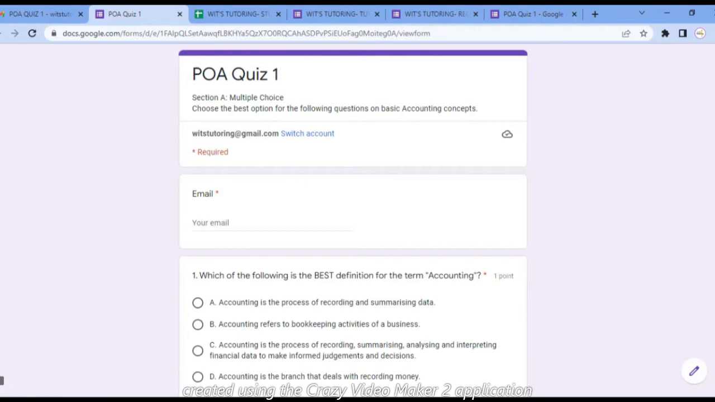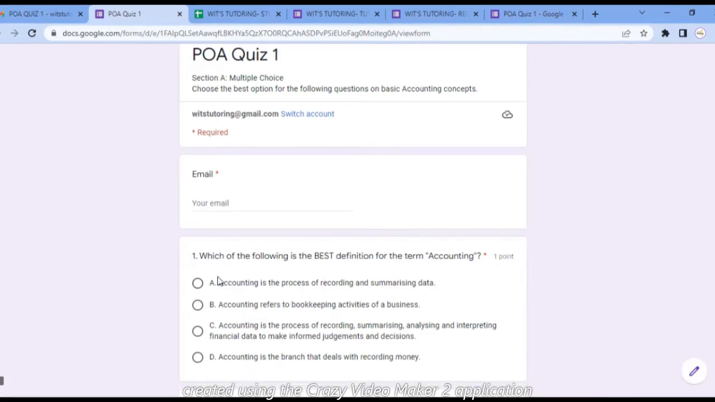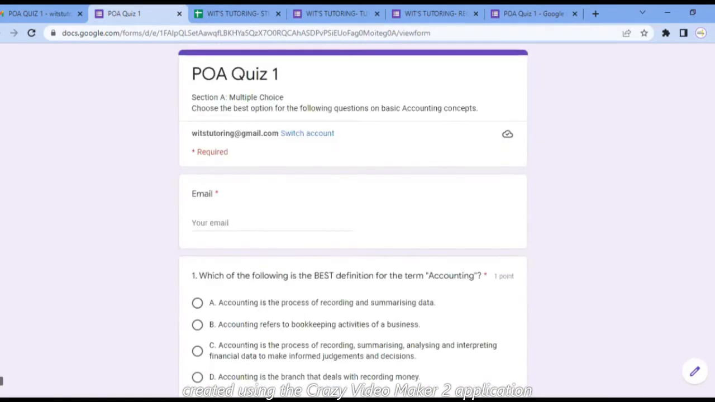I did it in the version where you can select answers. This is not going to show the correct answer at the same time, because there's a section 2 to it, and I did not set it either, because section 2 is short answers.